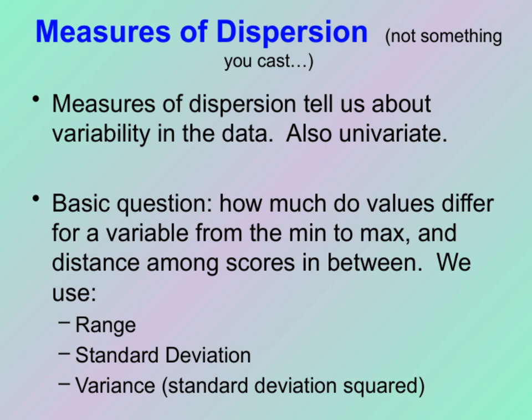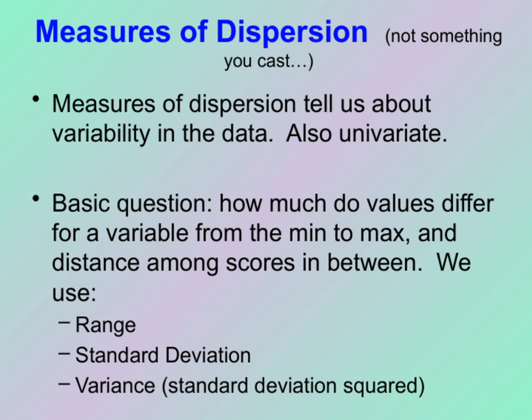First, there's the range, which is simply the difference between the highest and lowest values. Then we have the standard deviation, which tells us, on average, how far each score is from the mean. Next is the variance, which is just the square of the standard deviation, useful for certain calculations and comparisons.